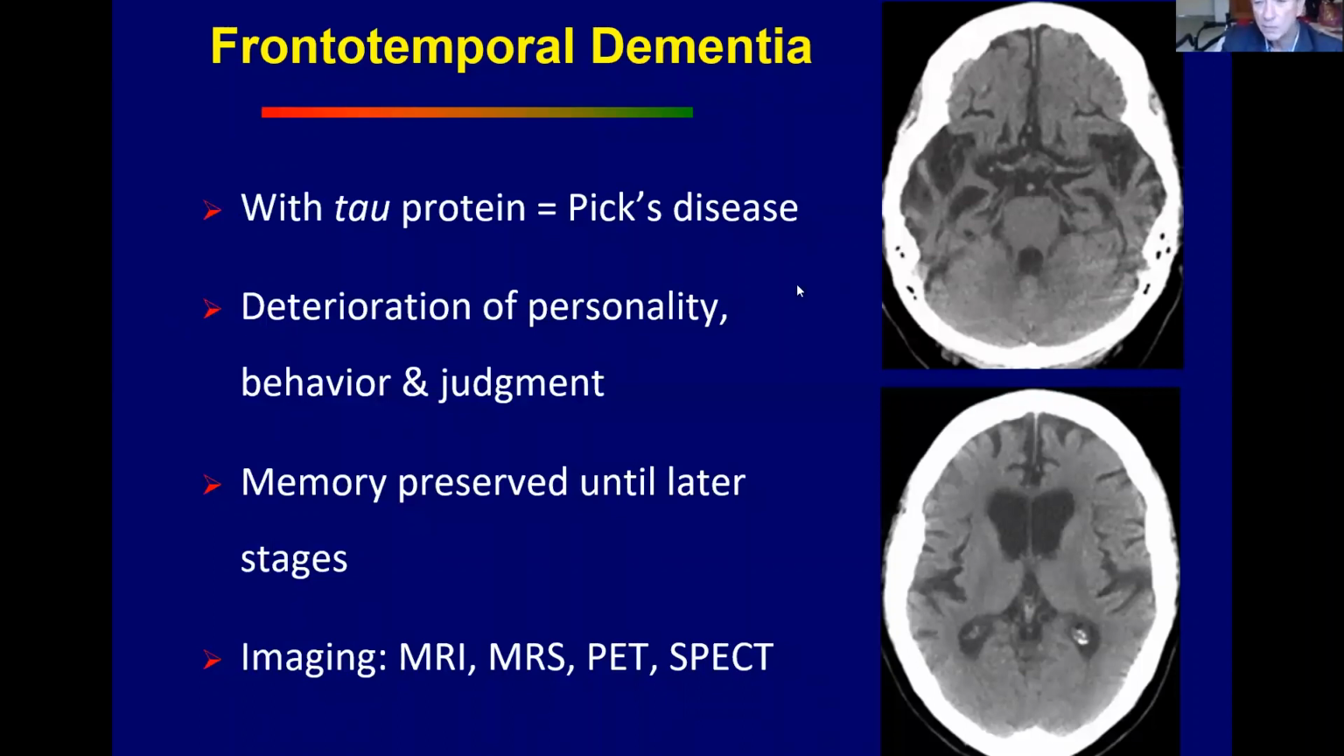The imaging is not always specific, but in this case, it was quite classic, with marked atrophy of the temporal lobes and the frontal lobes, but the relative preservation of the posterior lobes of the brain, consistent with frontotemporal dementia.